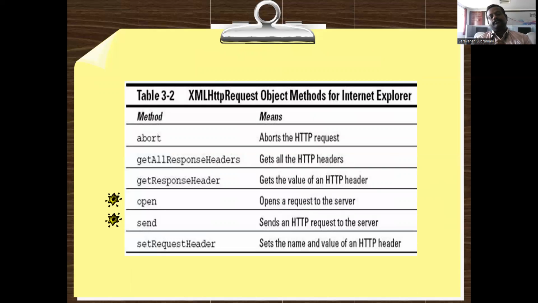There are also some methods available in the XMLHttpRequest object, which are abort, getAllResponseHeaders, getResponseHeader, open, send, and setRequestHeader. These are all predefined functions, with activities like aborting the HTTP request and getting all the HTTP headers.